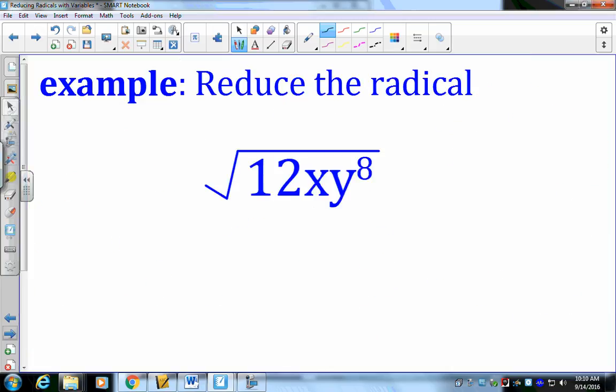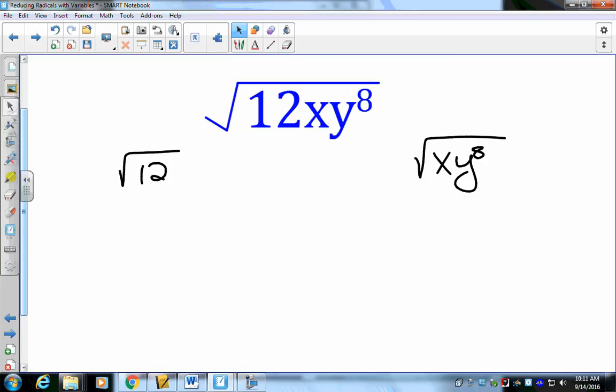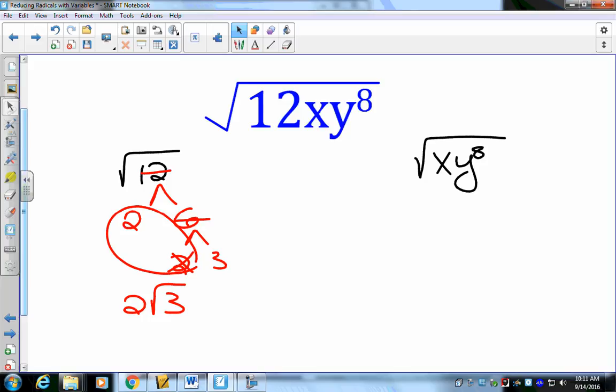All right, so here we have the square root of 12xy to the 8th. So we're going to separate our numbers and we're going to separate our variables. Okay, so the number reducing the same way we always do. 2 and 6, 2 and 3, make a pair. So I have 2 square root of 3 for my numbers. Now my letters, we've got 2 different letters here. That's okay. I've got an x and a y.